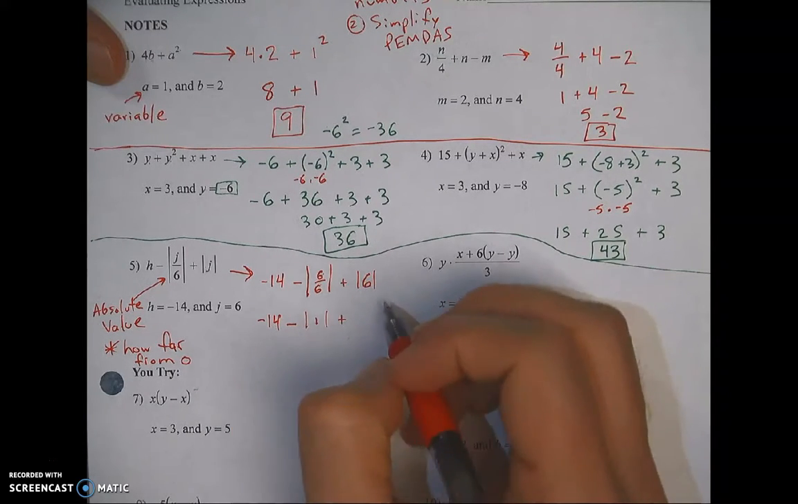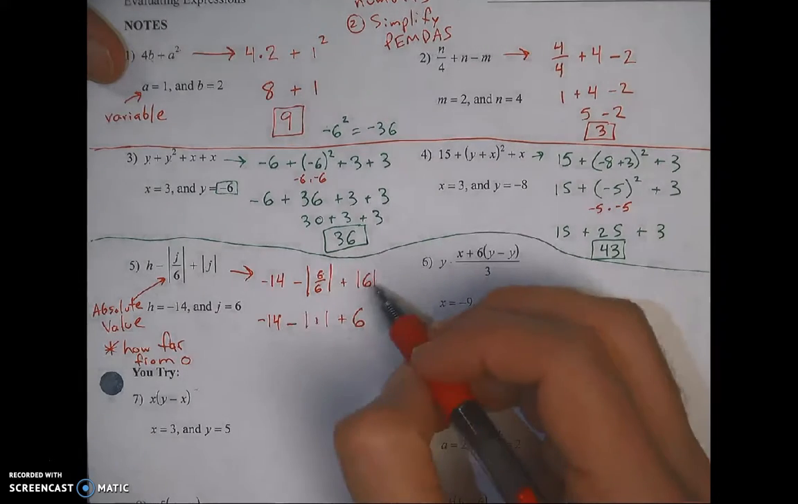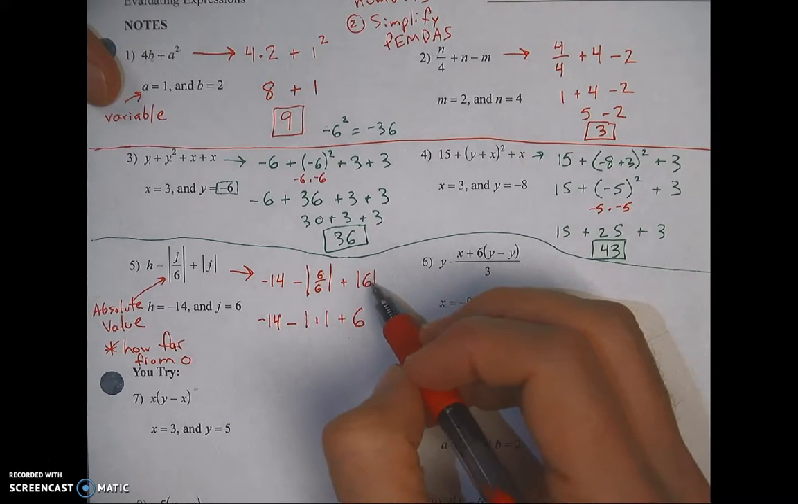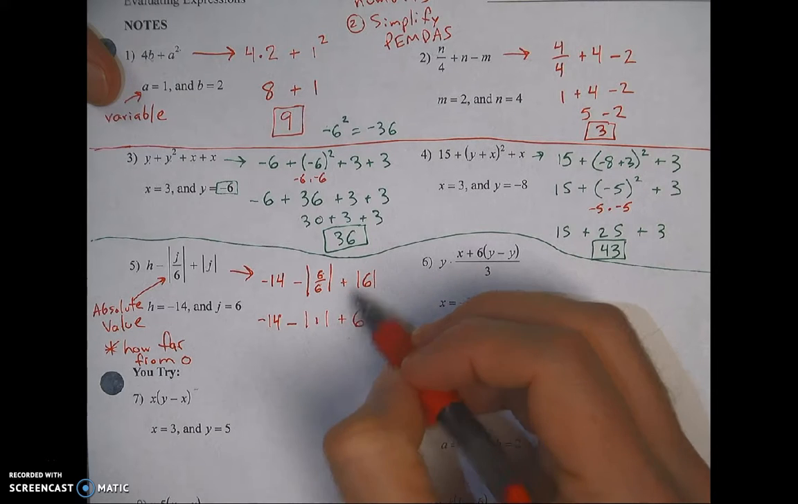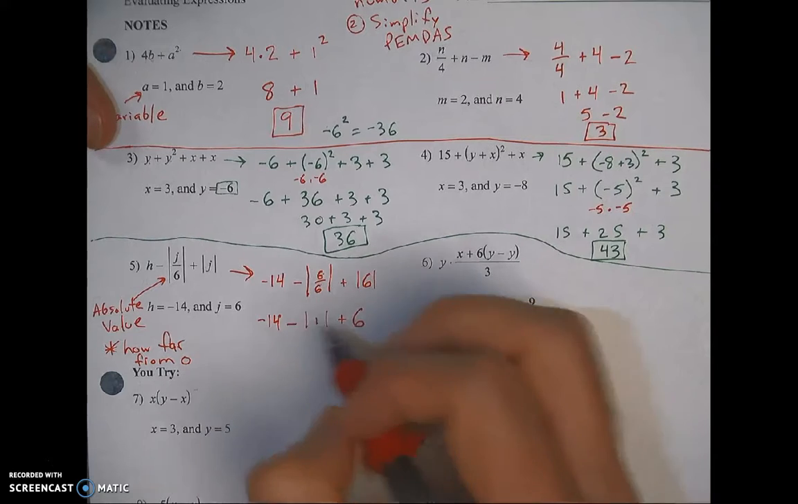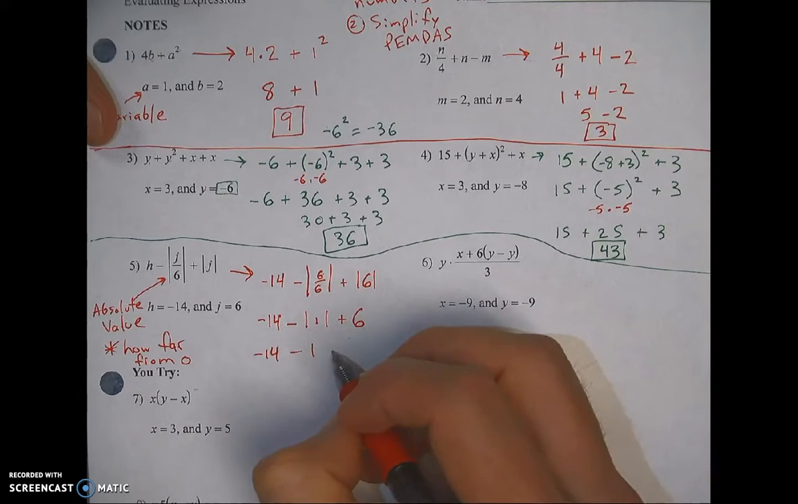How far is 6 from 0? 6. So it doesn't become negative. It always is positive. So if it's already a positive, it's just going to stay the same. If this was a negative 6, it would become a positive 6. So basically, these absolute value bars make whatever's inside positive. So in this case, that positive 1 is just going to stay a positive 1.